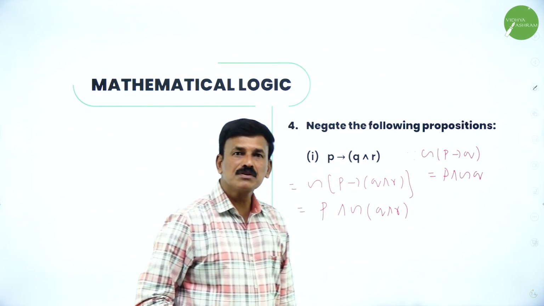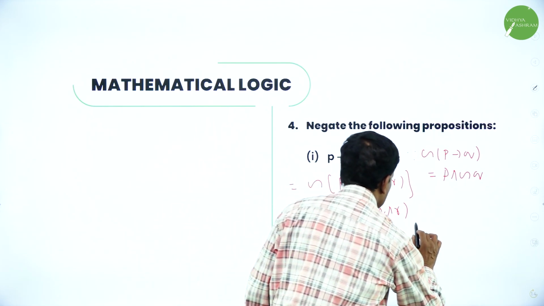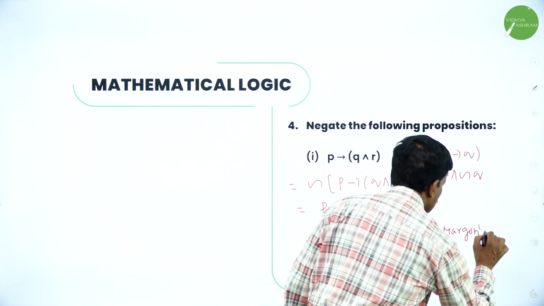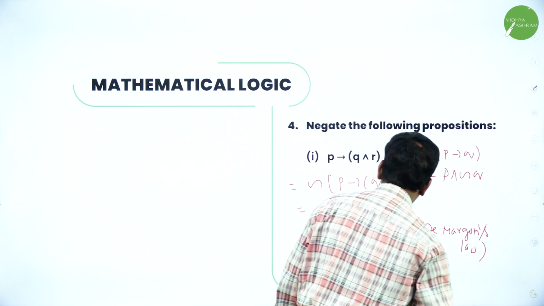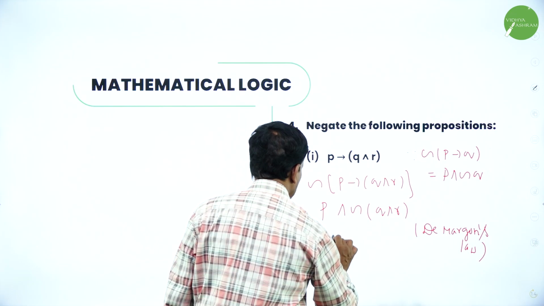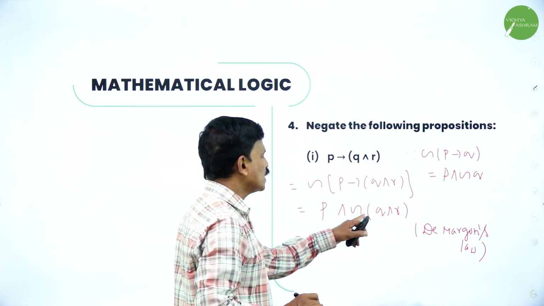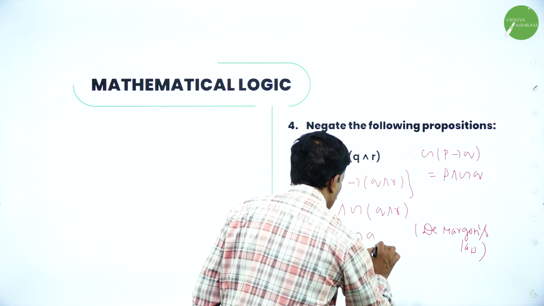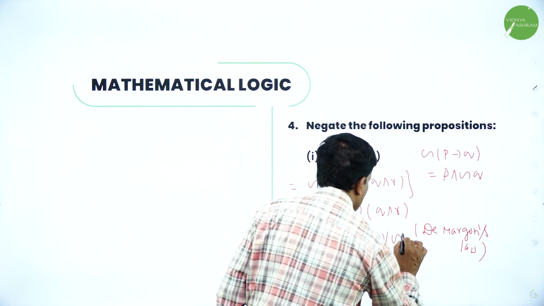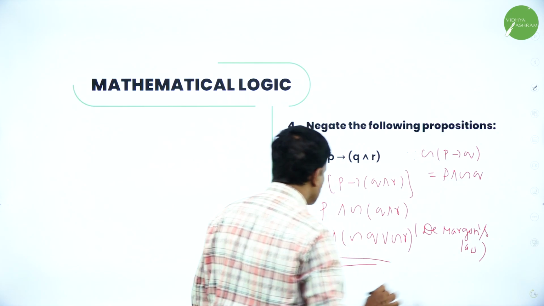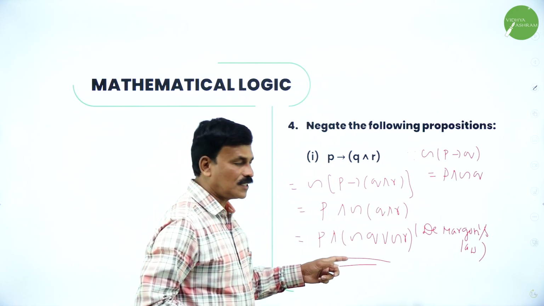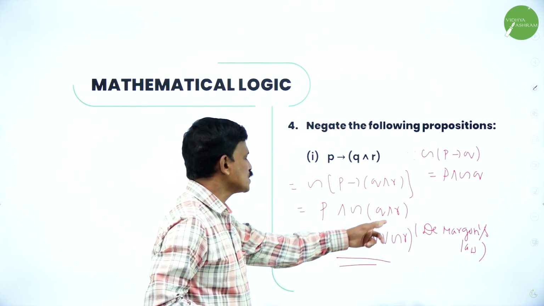Okay. Now just use De Morgan's law. Using De Morgan's law, this is equal to P conjunction negation of Q conjunction R, which can be written as negation of Q disjunction negation of R. That's it. So using De Morgan's law, negation of Q conjunction R can be written as negation of Q disjunction negation of R.